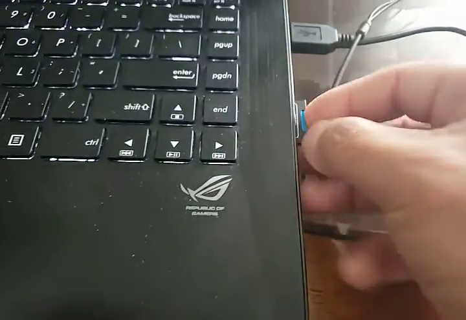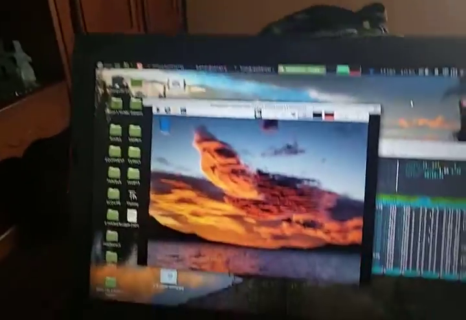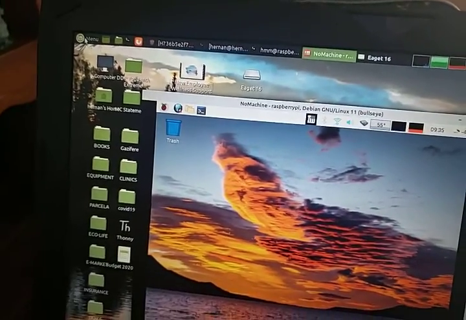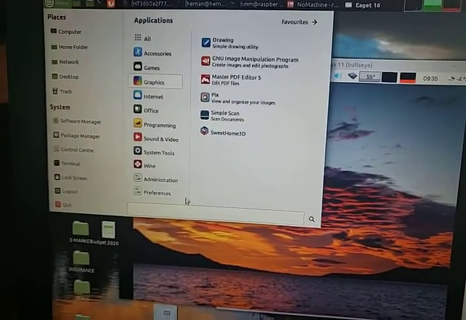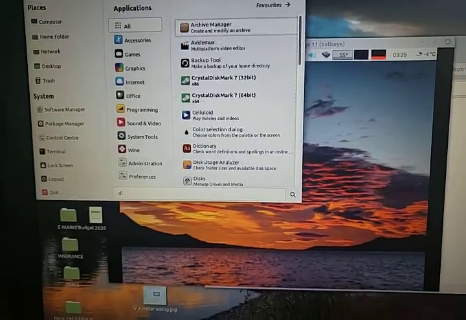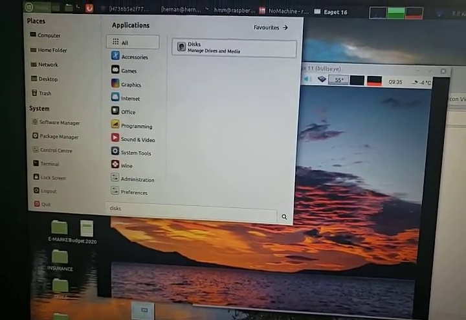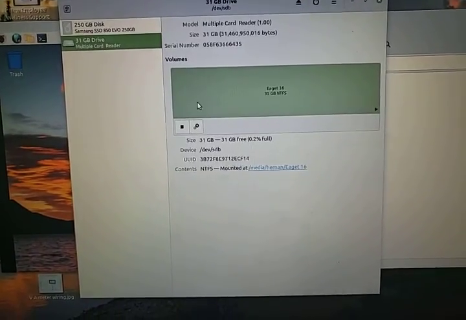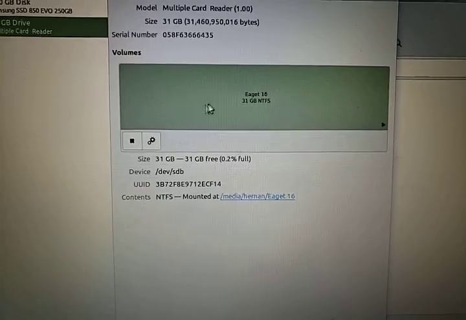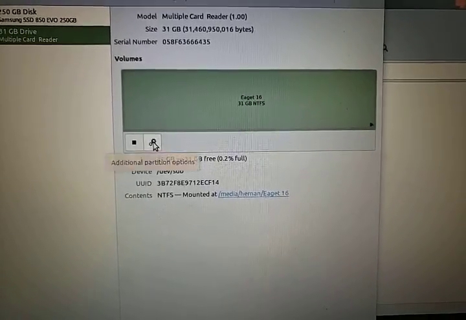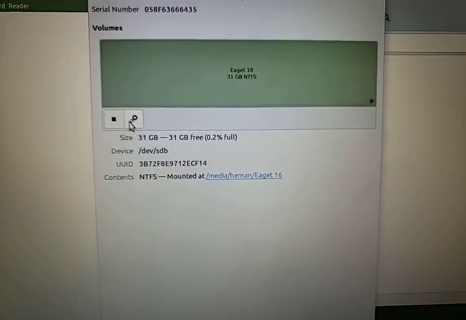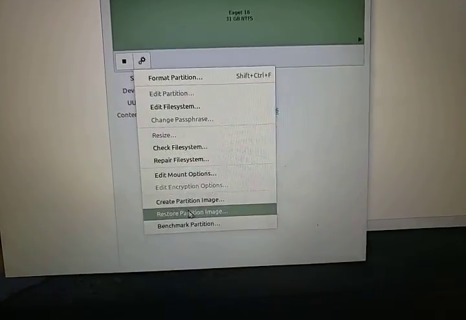Okay, so I will put it here, and we'll go to the Disks utility, which is a Linux utility. Here it is. I just formatted this. It's just formatted as, you can see, NTFS. Okay, I will benchmark this.